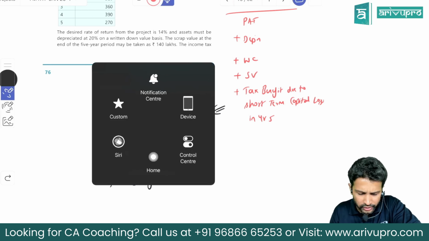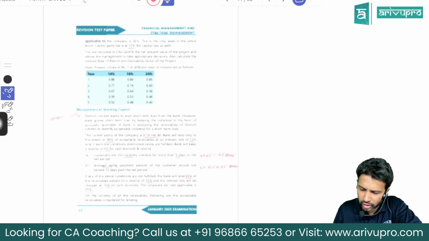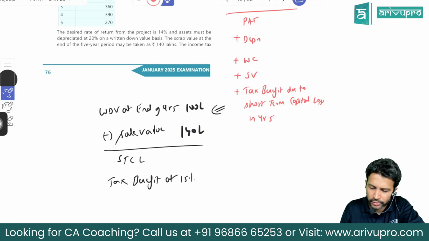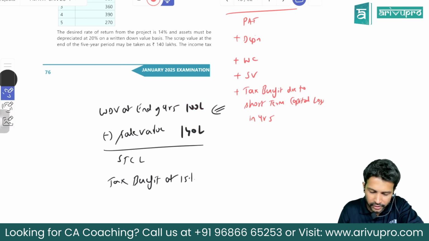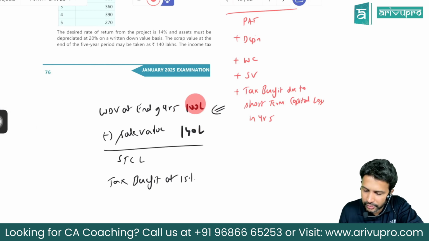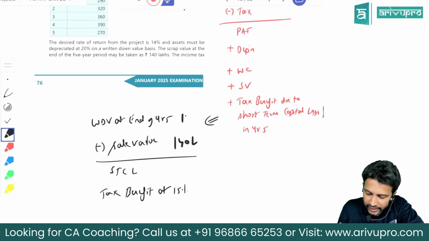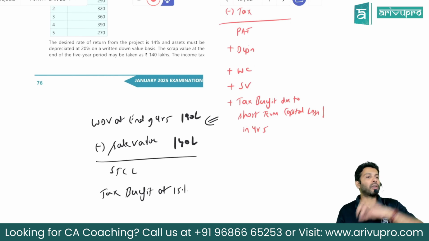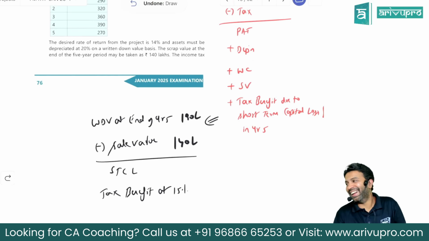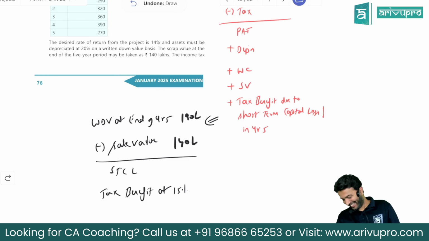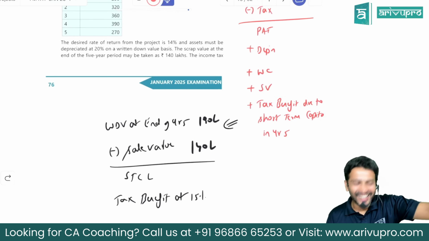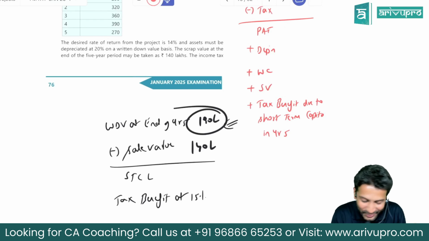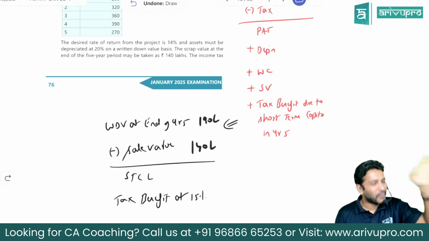I don't know whether we got it here as a short-term capital gain or loss. I think it was a loss scenario. If it is a loss scenario, WDV should be lower or higher? Higher. So let's make it as 190. Okay, WDV at the end of the 5th year is 190.